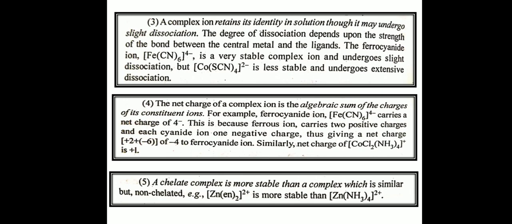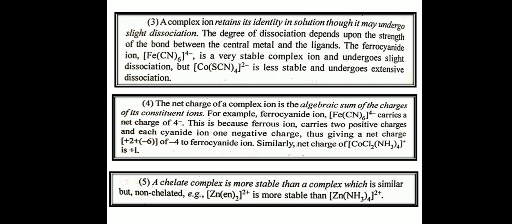The fourth point is that the net charge of the complex ion is the algebraic sum of the charges of its constituent ions. For example, the ferrocyanide ion, [Fe(CN)6]4−, carries a net charge of 4 negative. This is because the ferrous ion carries 2 positive charges and each cyanide ion 1 negative charge, thus giving a net charge of +2 plus −6, that is −4, for the ferrocyanide ion. Similarly, the net charge of this complex is +1.